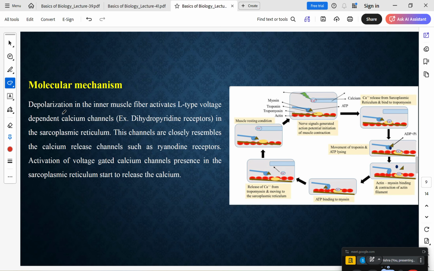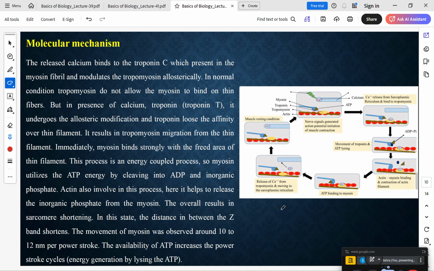Once there is depolarization of inner muscle fiber, this activates L-type voltage dependent calcium channels. One such example is DHP or dihydropyridine receptors in the sarcoplasmic reticulum. These channels resemble the calcium release channels such as ryanodine receptors. Once these are activated, the sarcoplasmic reticulum starts to release the calcium. The released calcium binds to troponin C, which is present in the thin filament, and modulates the tropomyosin allosterically. So there is a structural change in tropomyosin.